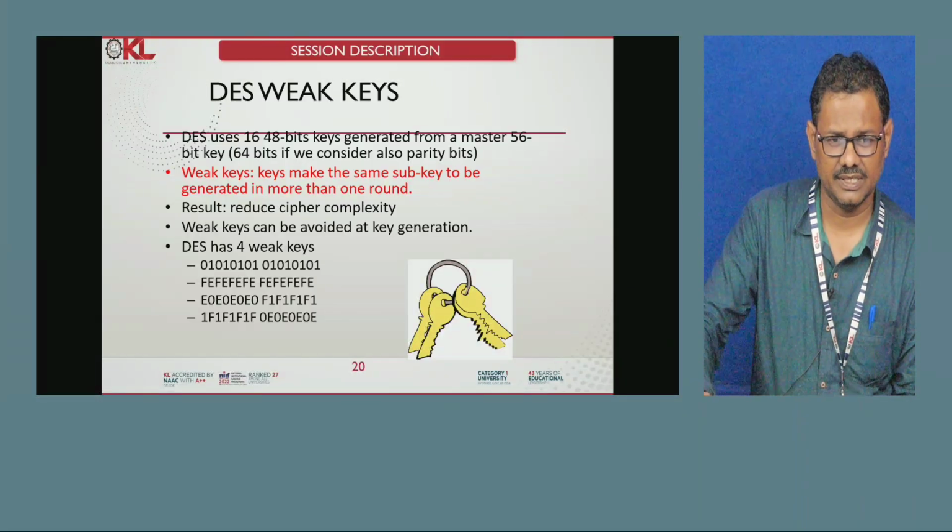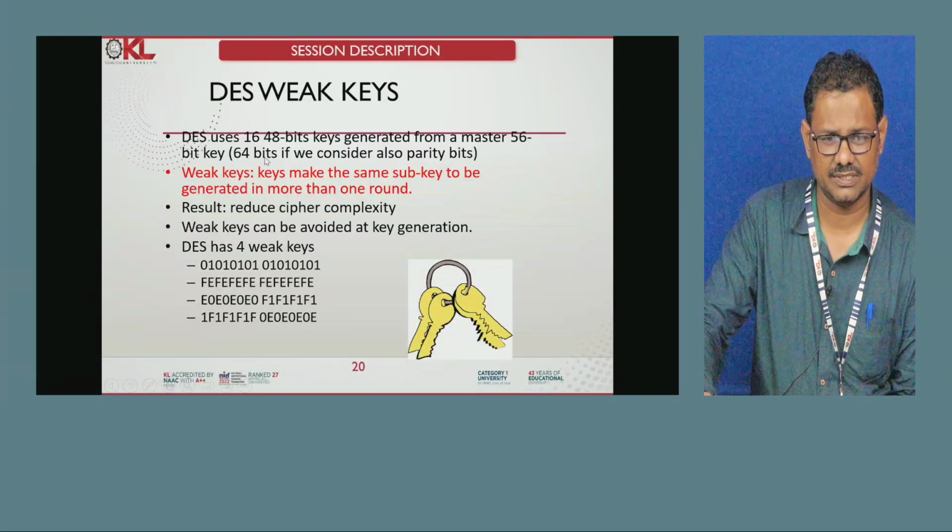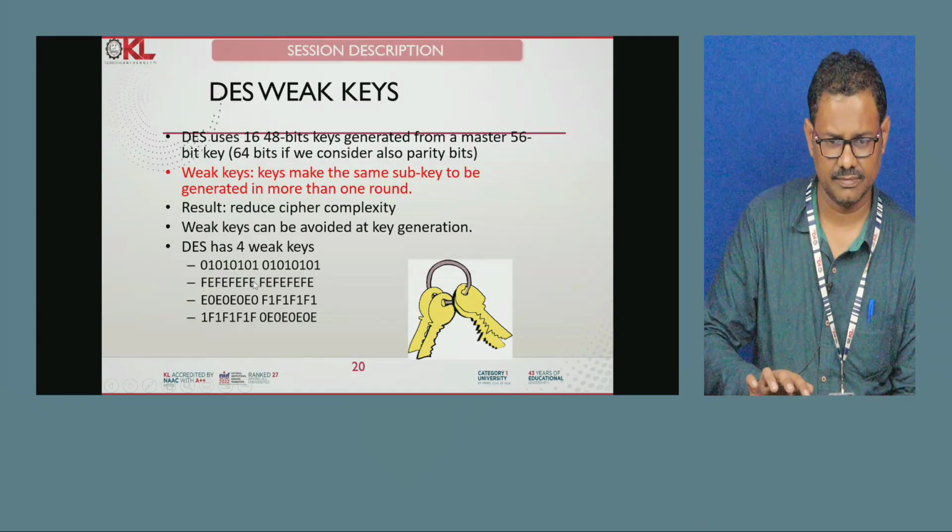Next, these are DES attacks. DES weak keys. DES uses 16 48-bit keys generated from a master 56-bit key. Weak keys are keys that cause the same subkey to be generated in more than one round, which reduces cipher complexity. Weak keys can be avoided at key generation. These are the weak keys; 4 weak keys are available.